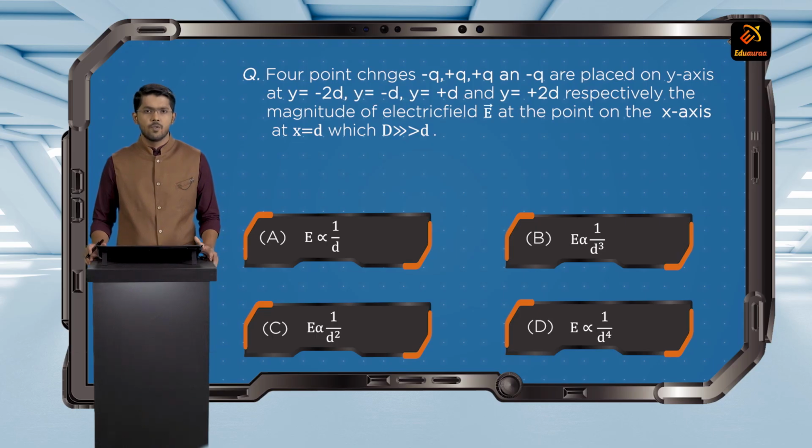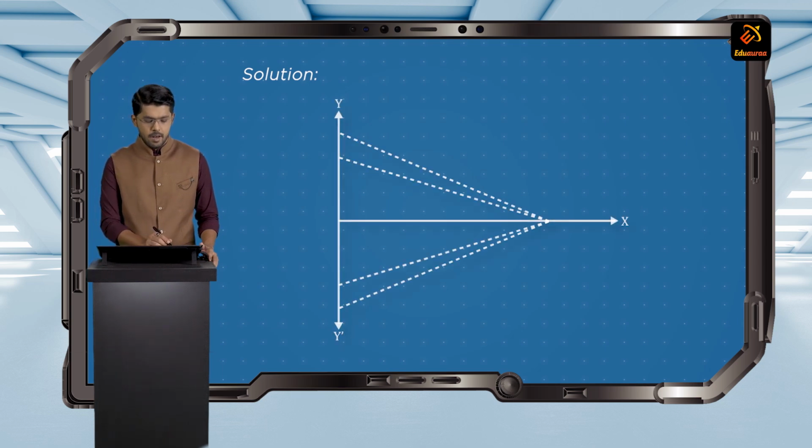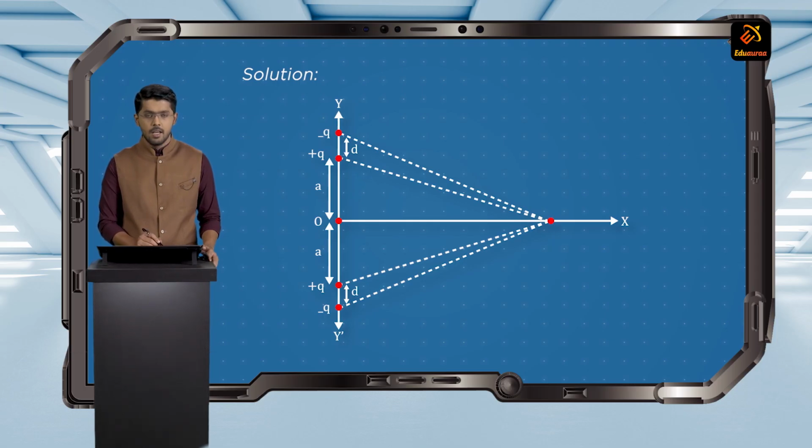Let's have a look at the solution for this. First thing you should do is draw the situation very neatly, and as you can see here, the charges are placed clearly on the y-axis with separation plus d and plus 2d for plus q and minus q, and now beneath that you have minus d and minus 2d for charges plus q and minus q. And you have to calculate the electric field at a point D, which is very much greater than the small d which was used to measure the distances from the x-axis for the charges.